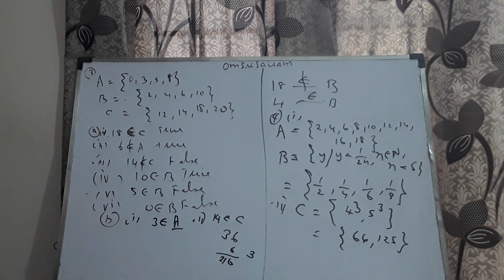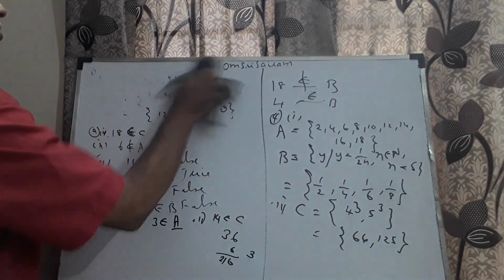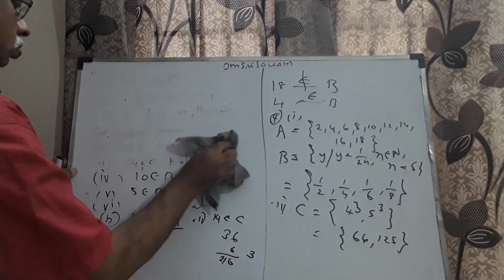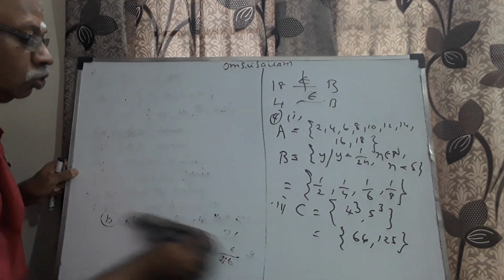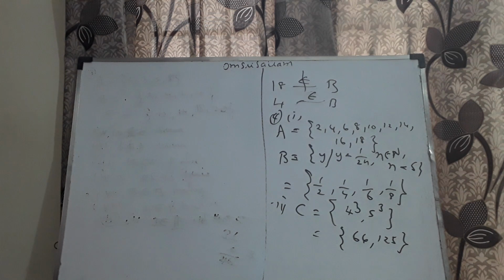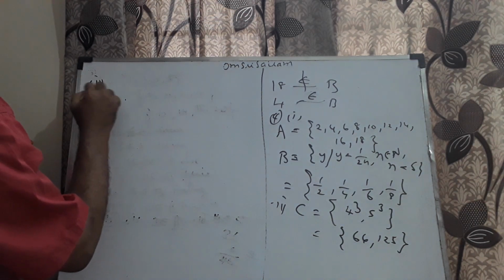Okay, then the last one he says, D. Let me just rub this part and proceed, then only I'll be able to continue. Okay, let me continue here. Last part he says, what is given? X is an integer. That is the fourth summation.